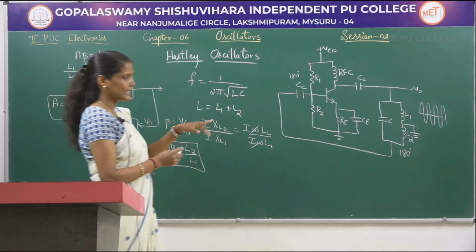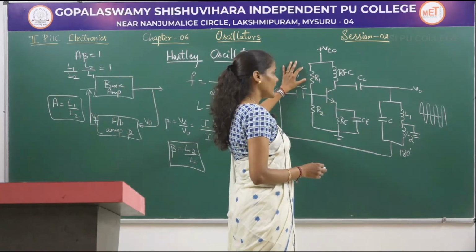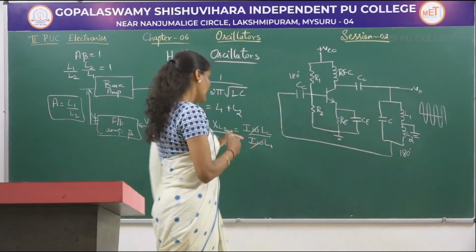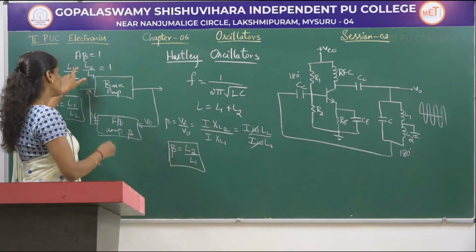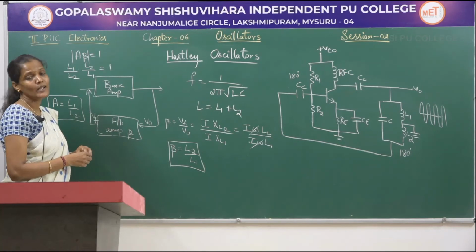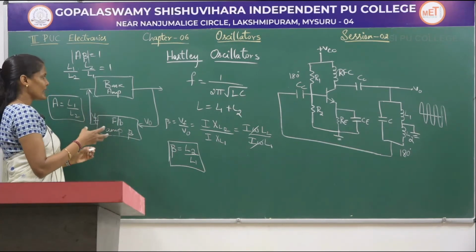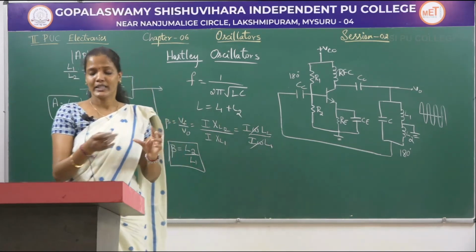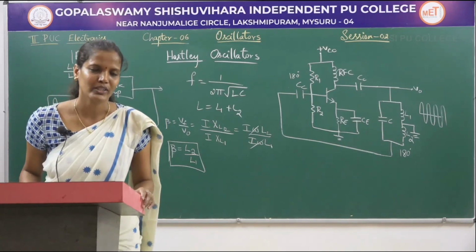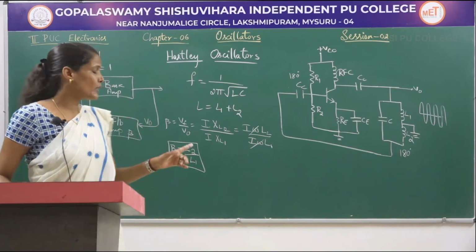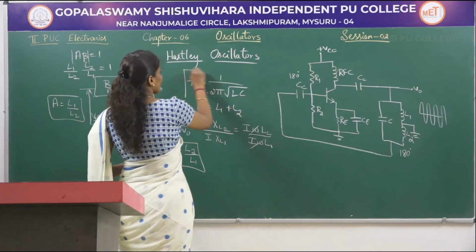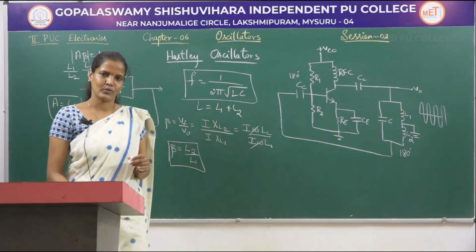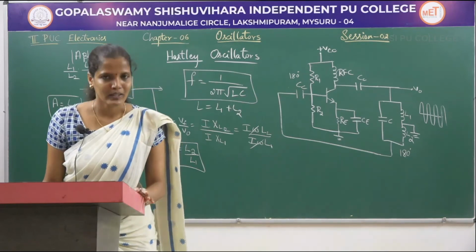So the first criterion is satisfied in this circuit by providing a 180-degree phase shift from the amplifier circuit and another 180-degree phase shift from the tank circuit. The second criterion, that the magnitude of the product of A and beta must be equal to 1, we match with the help of these values, that is A equal to L1 by L2 and beta, which is the feedback factor, equal to L2 divided by L1. Clear? The frequency can be calculated using this formula. F is equal to 1 divided by 2 pi root LC, where L is equal to L1 plus L2. Clear? Now we will solve one simple problem on this topic.